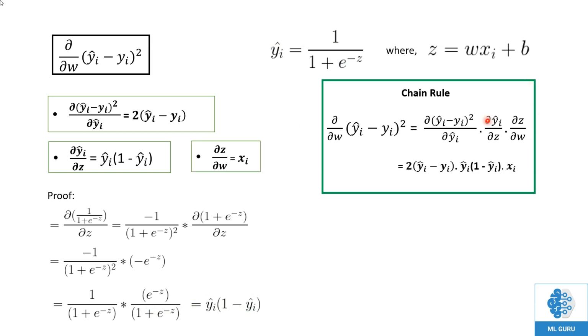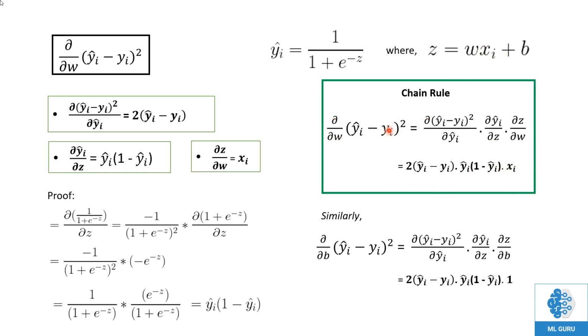Now let's calculate the last term in this chain rule, which is the partial derivative of this z with respect to w, which is this x_i, because this will become 0. It is like the derivative of any constant multiplied by x with respect to x is equal to the constant term. So in this case, this x_i is acting like a constant, so you get this constant itself. So now we have calculated the partial derivative of this particular squared error term with respect to w, which is given by this particular equation.